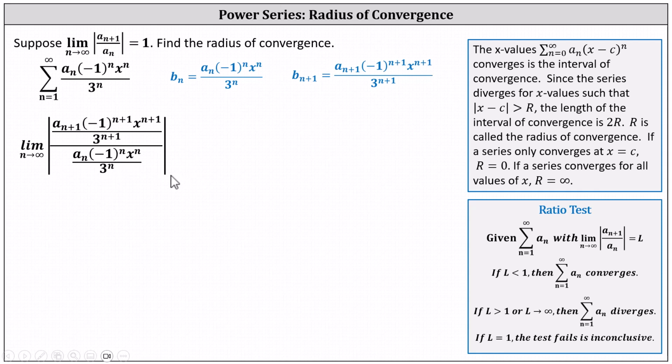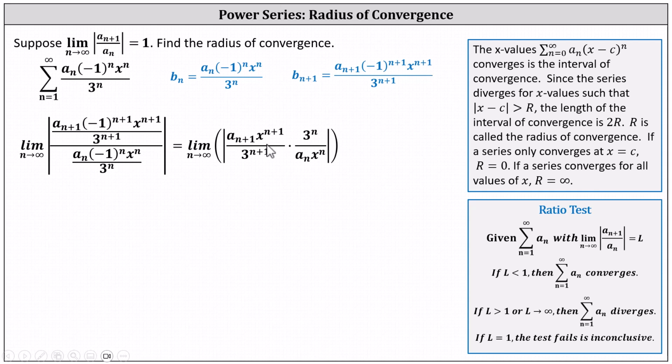And because of the absolute value, we can also eliminate negative 1 to the power of n plus 1, as well as negative 1 to the power of n. This limit equals the limit as n approaches infinity of the absolute value of this quotient. And now let's begin to simplify. Let's focus on the base of 3. Notice we have n factors of 3 in the numerator and n plus 1 factors of 3 in the denominator. We have one more factor of 3 in the denominator, and therefore 3 to the power of n divided by 3 to the power of n plus 1 simplifies to 1/3.